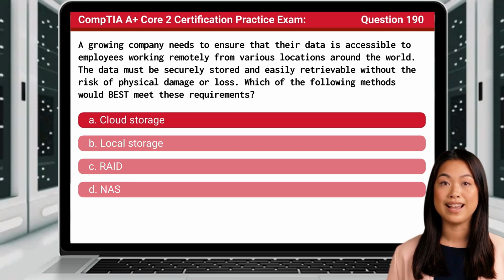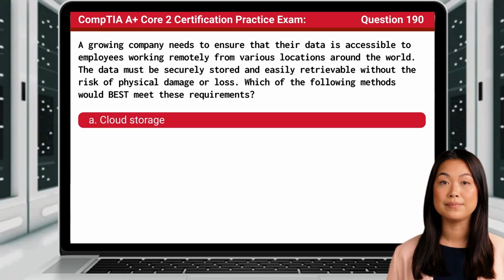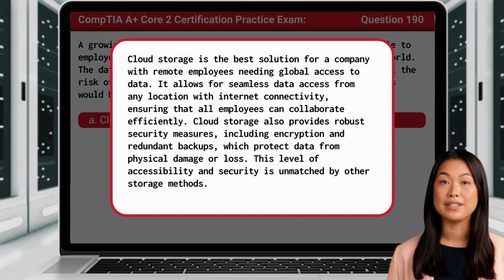The answer is A. Cloud storage. Cloud storage is the best solution for a company with remote employees needing global access to data. It allows for seamless data access from any location with internet connectivity, ensuring that all employees can collaborate efficiently. Cloud storage also provides robust security measures, including encryption and redundant backups, which protect data from physical damage or loss. This level of accessibility and security is unmatched by other storage methods.